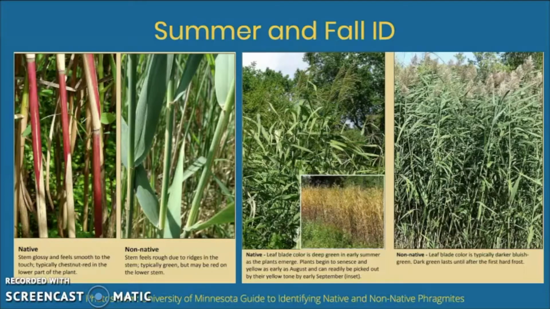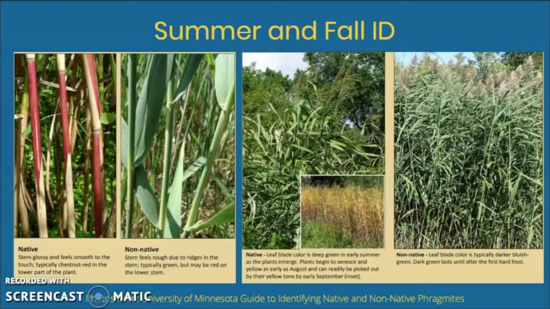The base of the stem of non-native Phragmites, however, is rough and it's usually green, and this is because the leaf sheaths more consistently overlap each other, so the stems are more consistently green. You can also look at leaf color as a way to differentiate between the two. So native Phragmites leaves tend to be more yellow-green in color, while invasive Phragmites leaves tend to be more blue-green. So you can look at that as well.